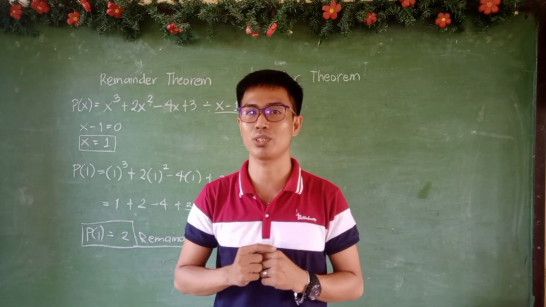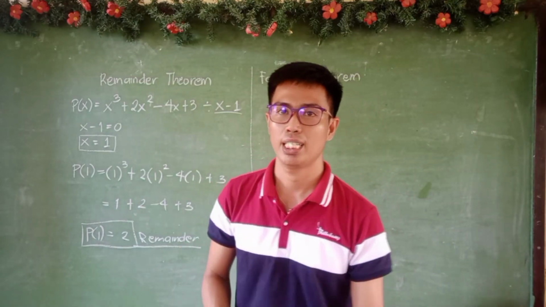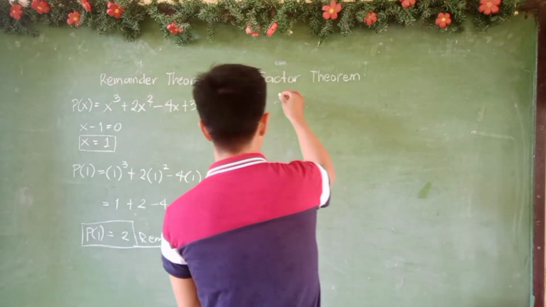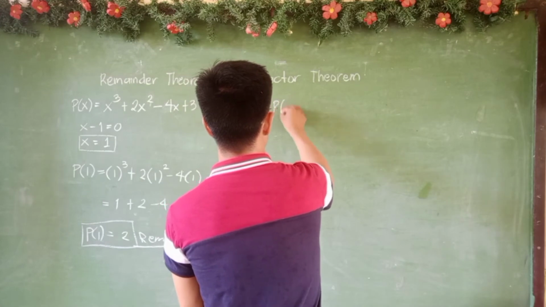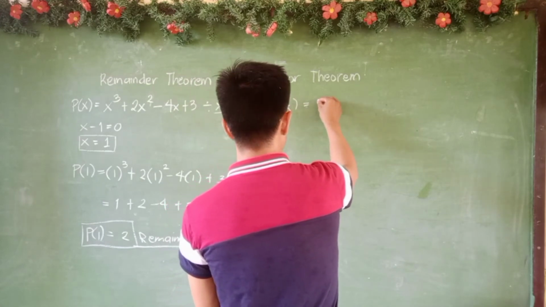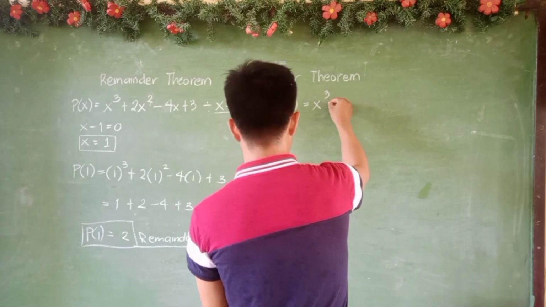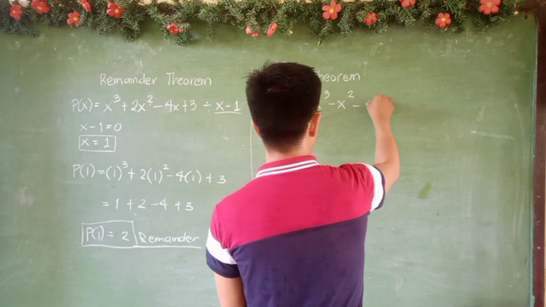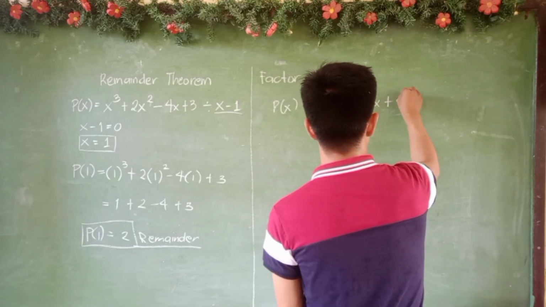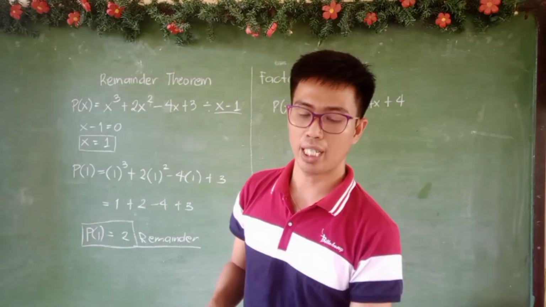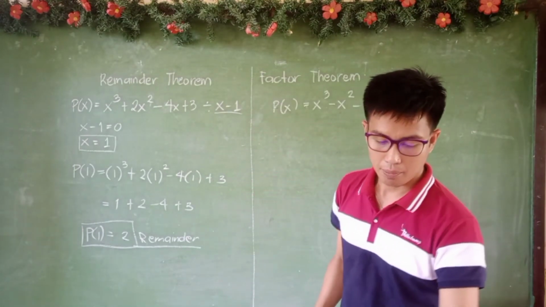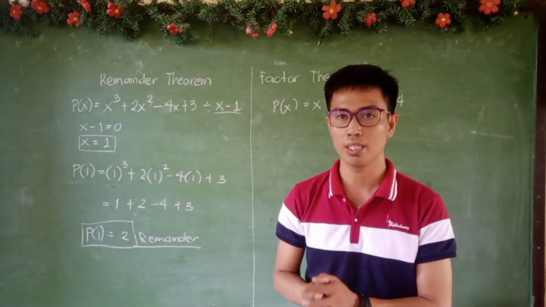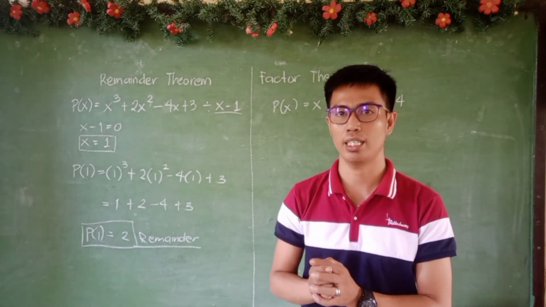So, ano ba yung ibig kong sabihin? So, let's say we have the polynomial p of x equals x cubed minus x squared minus 4x plus 4. So, we have P of x equals x cubed minus x squared minus 4x plus 4, and we're going to determine their factor.